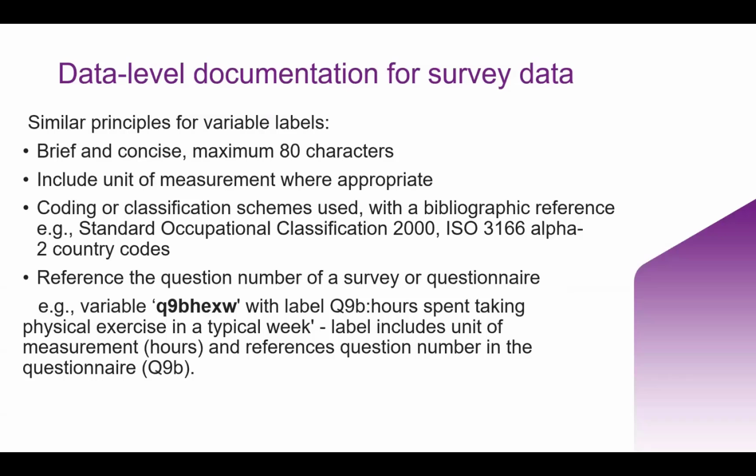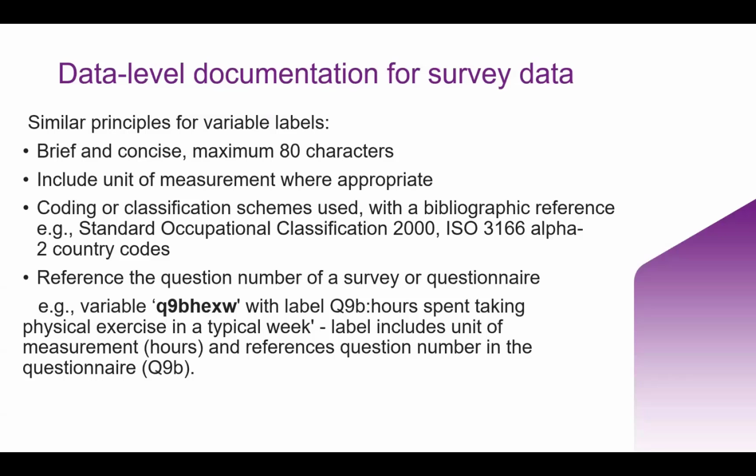Following similar principles to variable names, the variable labels should be brief and concise, so no more than 80 characters. Where applicable, they should use a unit of measurement. Again, if applicable, describe the coding or classification scheme used, including a reference. So for example, the Standard Occupation Classification 2000, SOC 2000, could be used. Finally, include a reference to the question in the survey or questionnaire.